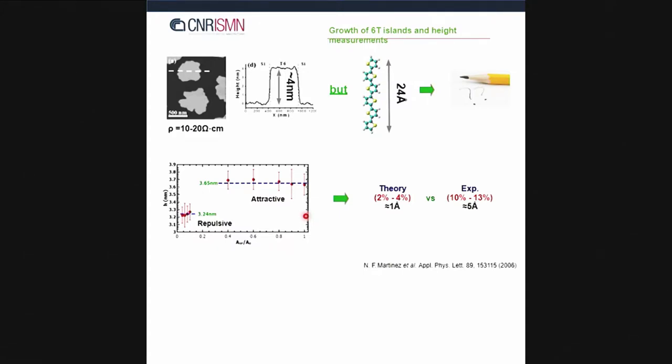In the theoretical calculation, the expected compression was 1 angstrom. Instead, experimentally, you have 5 angstrom of compression. And that is quite strange. So this observation in the paper of Ricardo, in addition to this simple experiment, pushed the investigation further into the growth of material in the submonolayer regime, especially for this type of molecules.